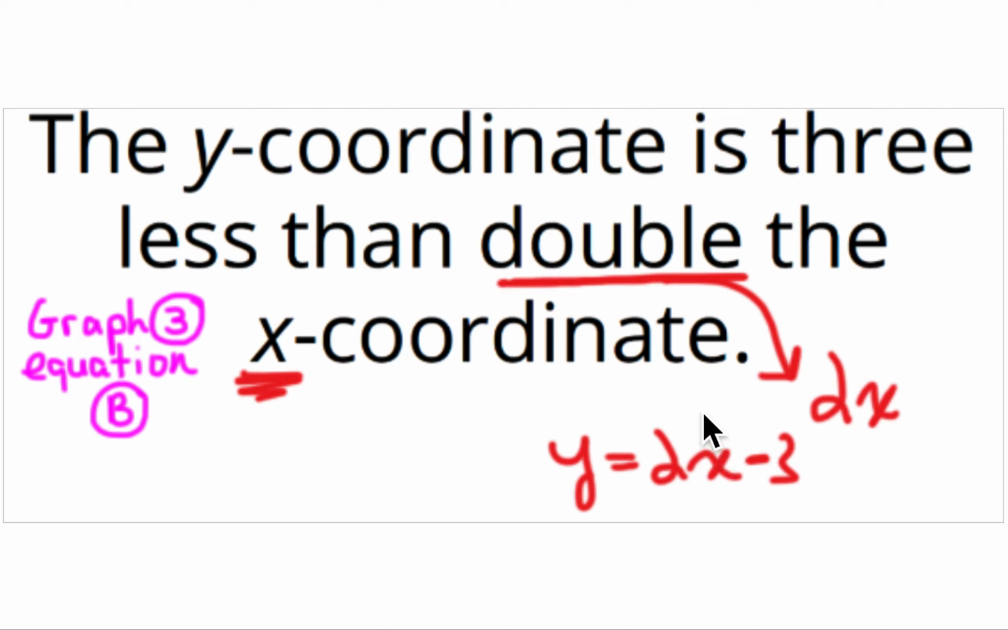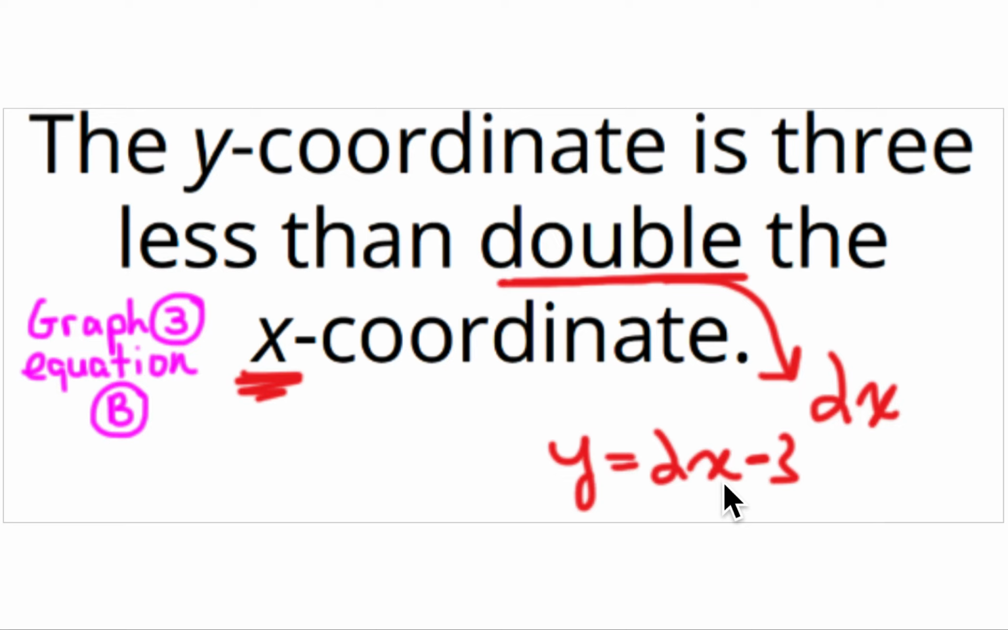It means that you're going to take twice the x-coordinate, whatever the number for that point in the x position is. You're going to double it, and you're going to subtract 3. That's going to tell you what the coordinate is for y. And this is the equation. That's what the equation tells you. If I have an x-coordinate of some value, what is the y-coordinate? Well, you take that x-coordinate, you double it, and then you subtract 3.